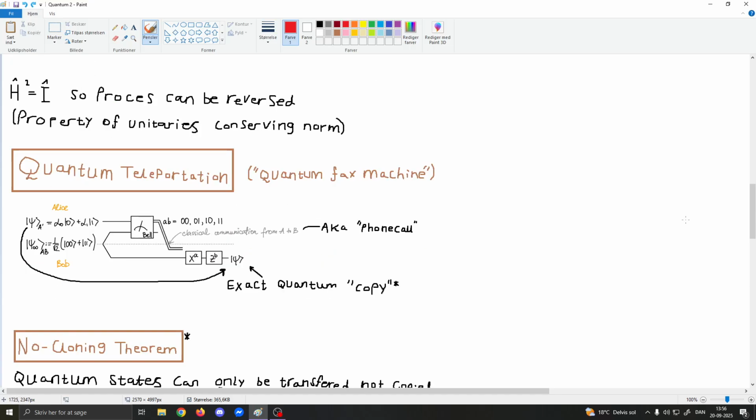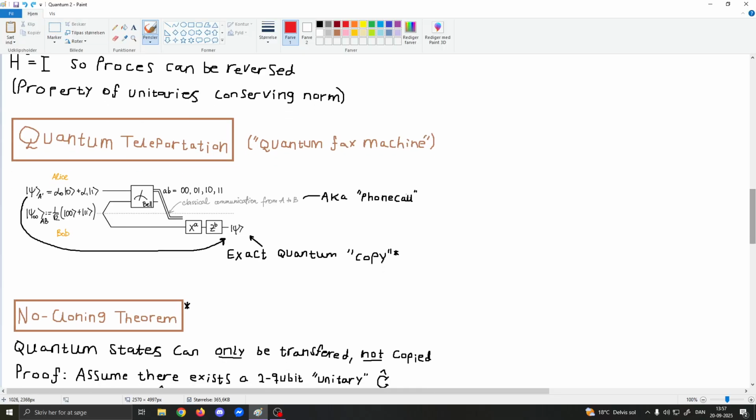Now, the second type of protocol that you looked at was quantum teleportation. One of the reasons this is so fascinating and popular as a quantum phenomenon is just because of marketing and framing. Because in practice, this is actually just a quantum fax machine, but quantum fax machine sounds extremely lame, and quantum teleportation sounds sick, which is why it's so cool. But let's see how it works.